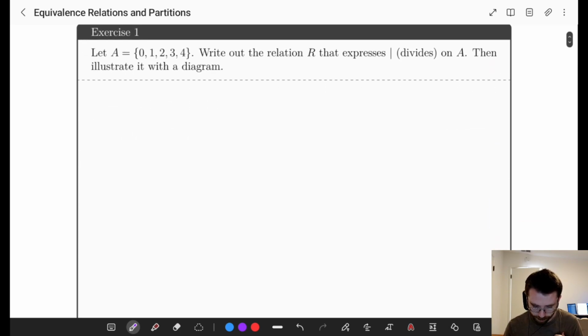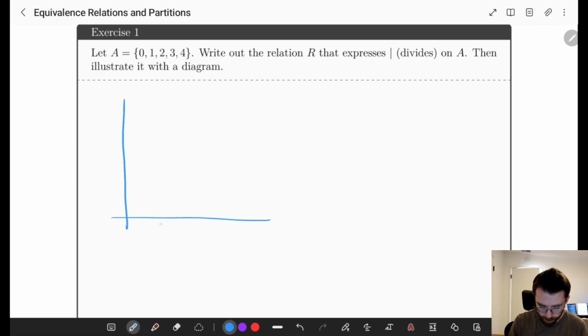So for exercise 1, I've laid out the following. We have the set 0, 1, 2, 3, 4, and we want to write out a relation that expresses the divides operation. Namely, when does one of these integers divide another of these integers? And illustrate it with a diagram. So again, we could sketch out, I'll draw this a little bigger, A cross A. So here's 0, 1, 2, 3. A only goes up to 4, so I'll stop there.